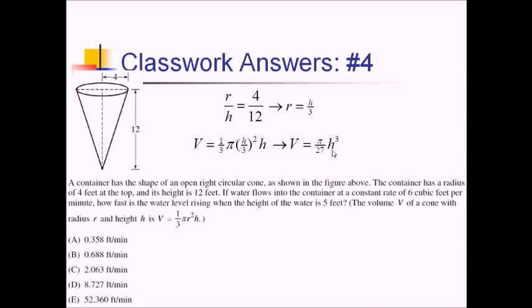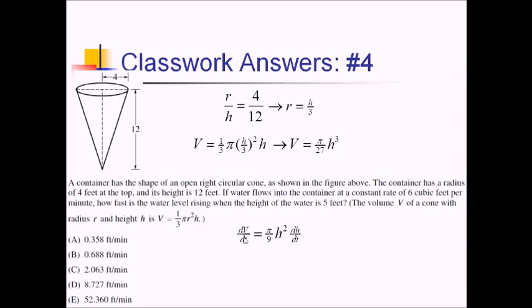It's time to take that derivative. So on the left side, we're going to have dV over dt. On the right side, multiplying by 3 and reducing, we're going to have pi over 9 H squared dH over dt. At this point, we need to plug in for H and dV over dt.